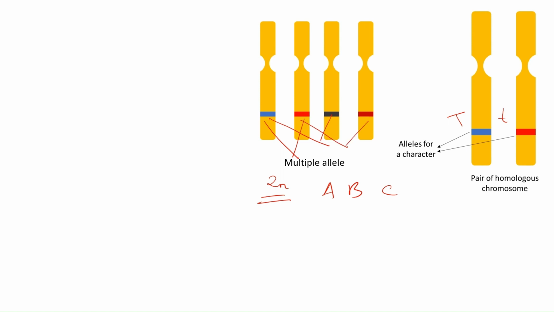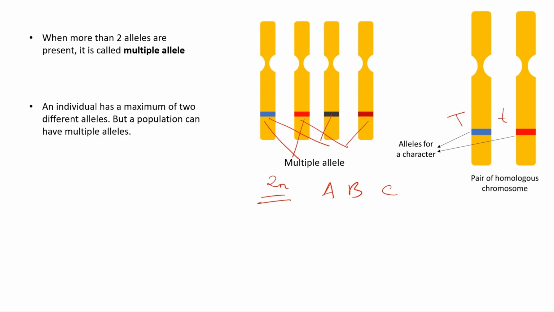So a particular individual will have only two alleles, but in a population we can have more than two alternative forms of alleles, which we call multiple alleles. When more than two alleles are present, it is called multiple allele. An individual has a maximum of two different alleles, but a population can have multiple alleles. Alleles are created due to mutations. Multiple alleles create variations or polymorphisms.